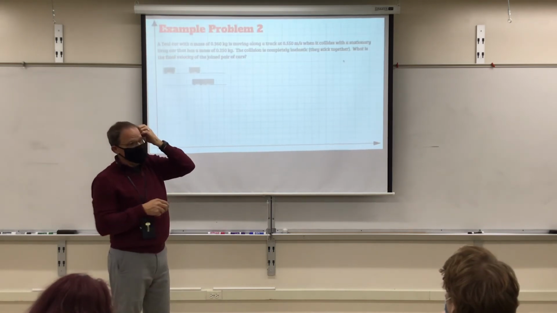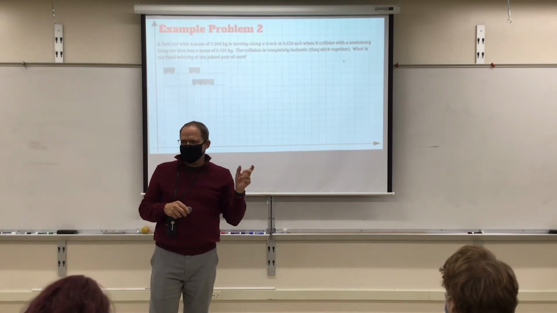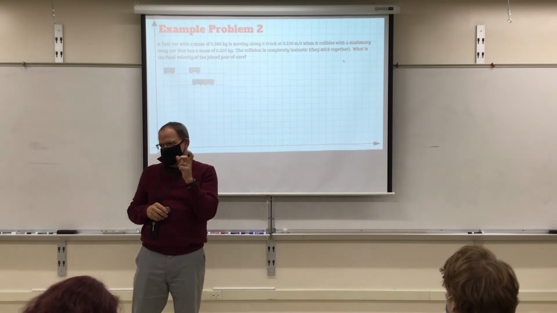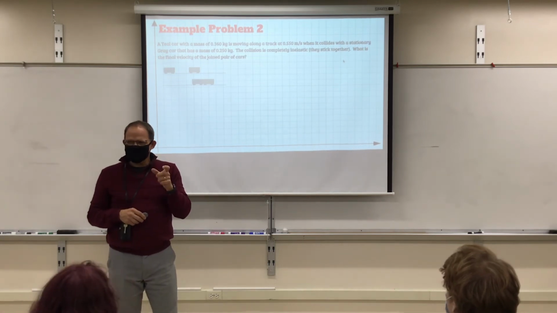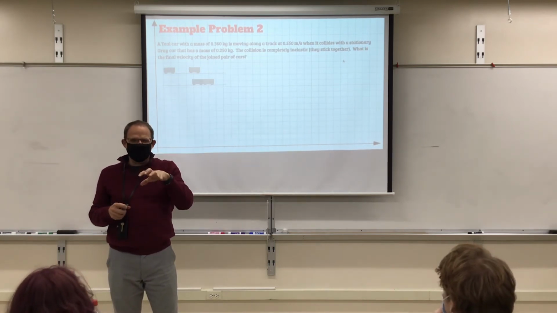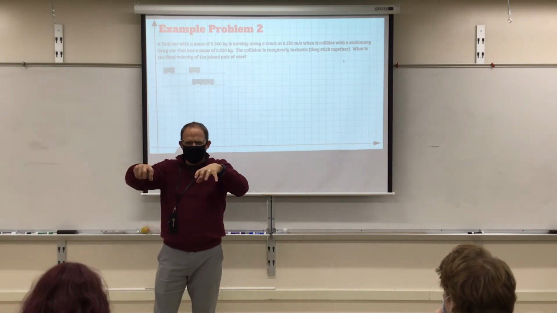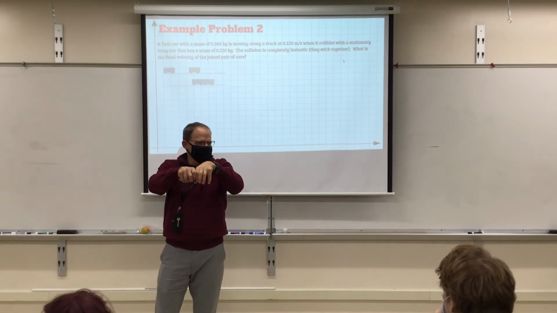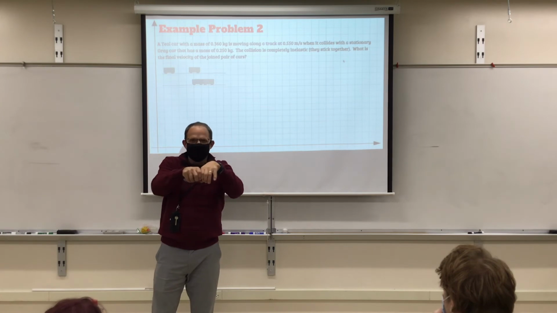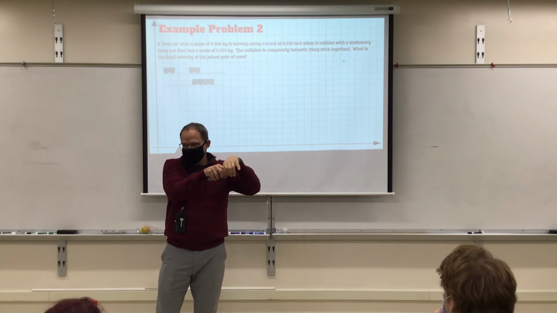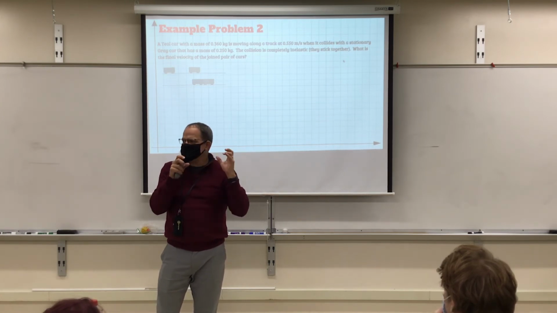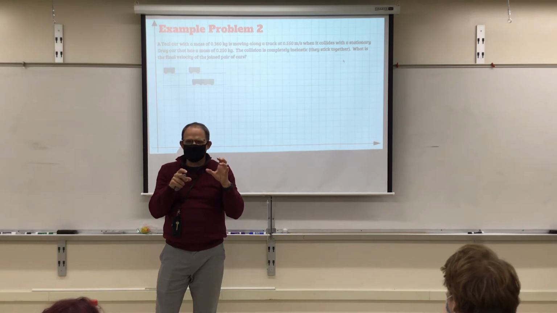All right, let's solve another one. Slightly different, one tiny difference. In this case, this is what we did in lab. I've got a teal car moving down the track. It smacks into a stationary gray car. They stick together and they move off. Okay? So, what is the same? What two things are the same?